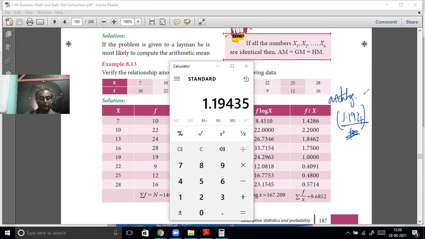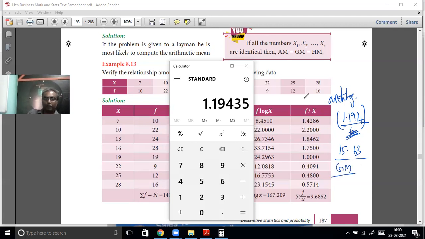Now what I'm going to put? Value is 1.194. I put it like this. Now I'll press that red button to give me the value. It's giving a value, 15 point something. That is 15.63. So this is the geometric mean.